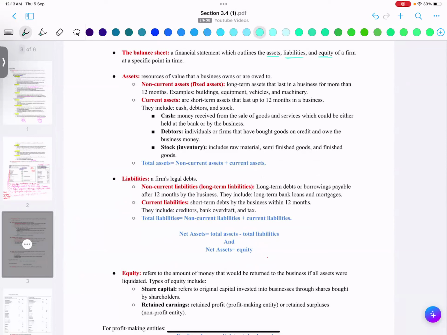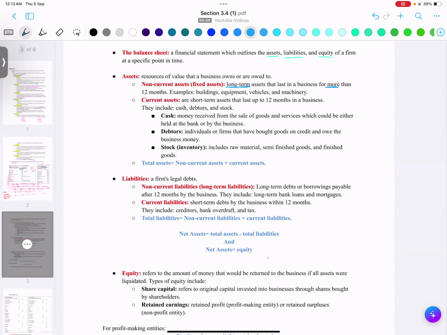So basically, assets. What are assets? You have to know the definition of these. Assets are the value that a business owns or is owed. So what are non-current assets? Non-current assets and fixed assets mean the same thing. So if they give you a table with all your info, fixed assets stands for non-current assets, vice versa. They are long-term assets that last in the business for more than 12 months.